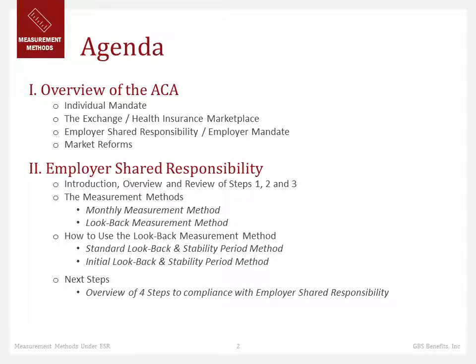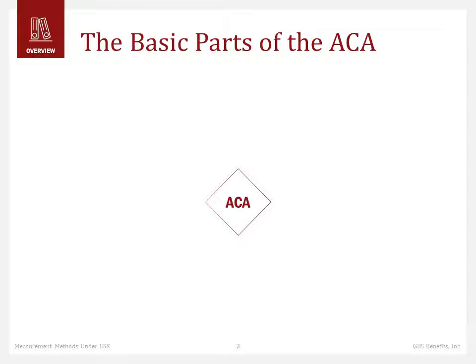So I always like to go over our agenda for our seminars, and today we'll do a really quick overview of the ACA, how these four parts of the ACA fit together: the individual mandate, the exchanges, employer shared responsibility, and market reforms. And then we will jump right into employer shared responsibility. We'll do a really quick review of steps 1, 2, and 3, and then jump into step 4 and specifically into the measurement methods.